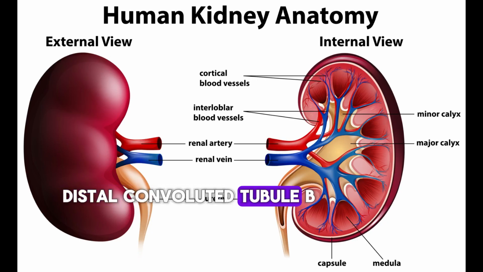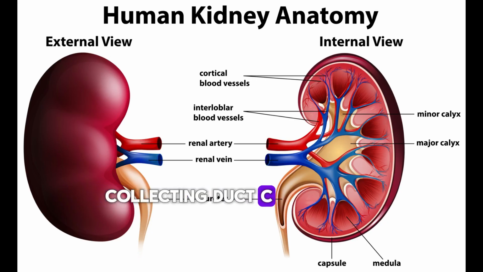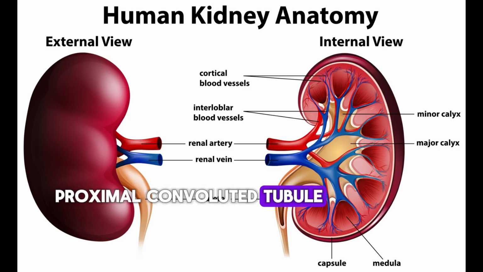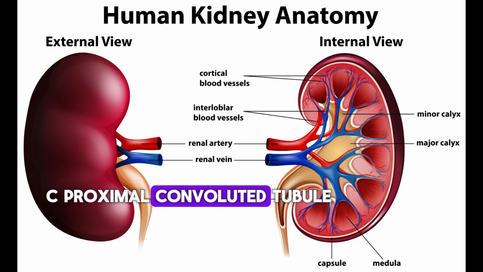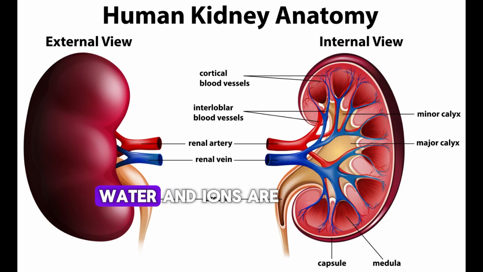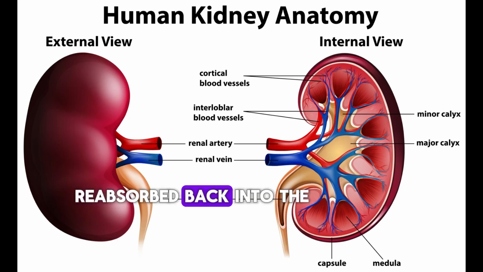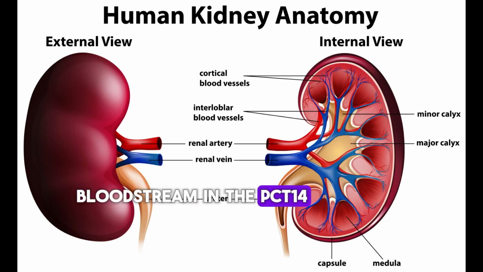13. Most reabsorption of solutes occurs in the A. Distal convoluted tubule. B. Collecting ducts. C. Proximal convoluted tubule. D. Renal pelvis. Answer C. Proximal convoluted tubule. Most nutrients, water, and ions are reabsorbed back into the bloodstream in the PCT.